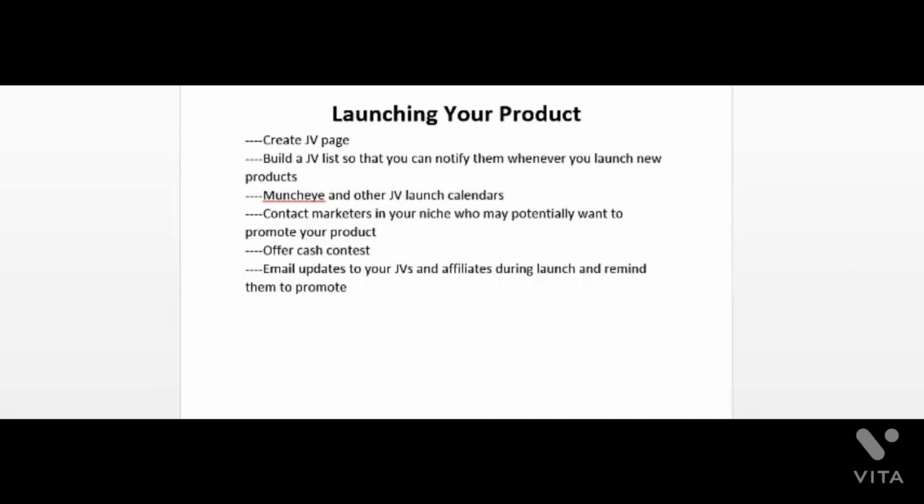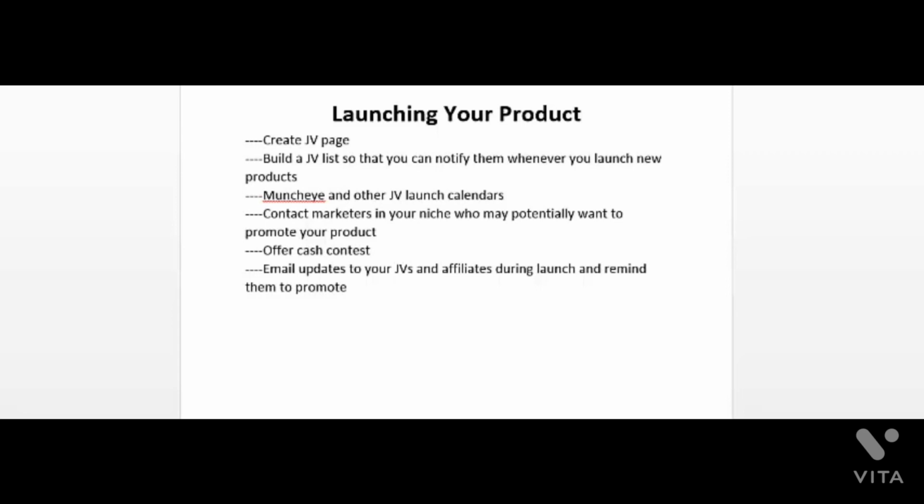When you have a product launch coming, list your product on one of the many JV launch calendars, such as Muncheye. I just use Muncheye, but you could use other JV launch calendars. These are websites where they list upcoming product launches, because you want to get exposure and you want affiliates to take notice of your upcoming product launch.